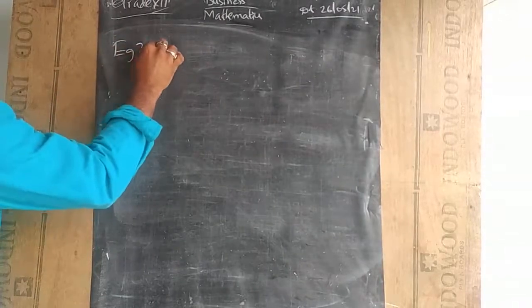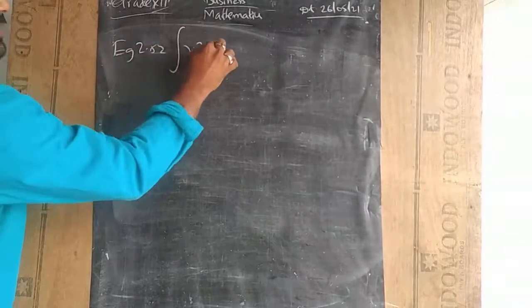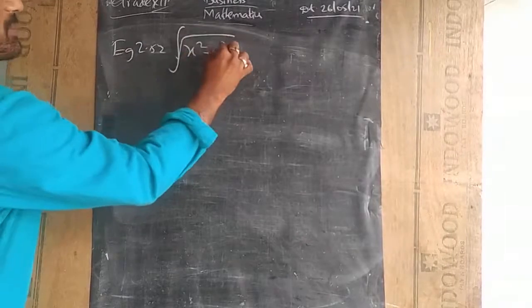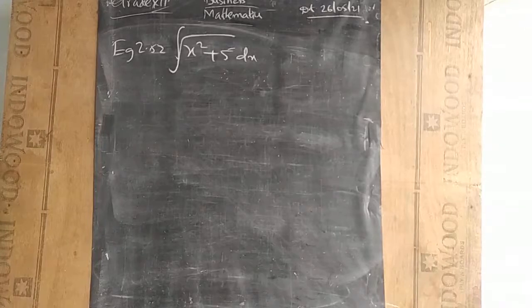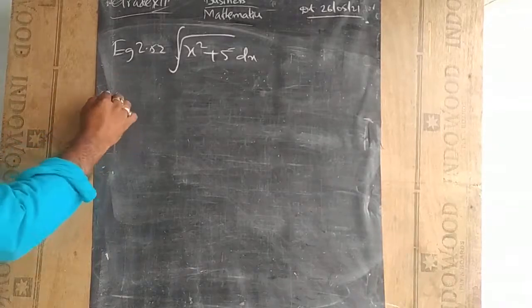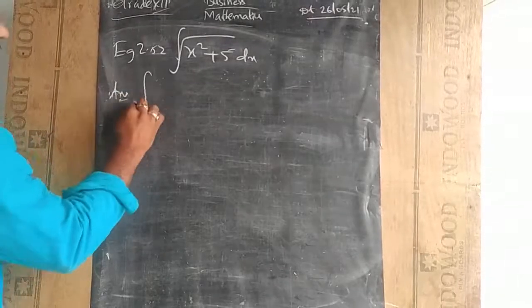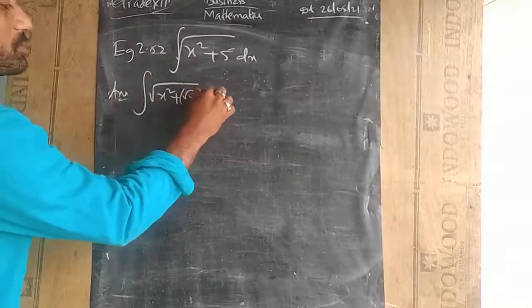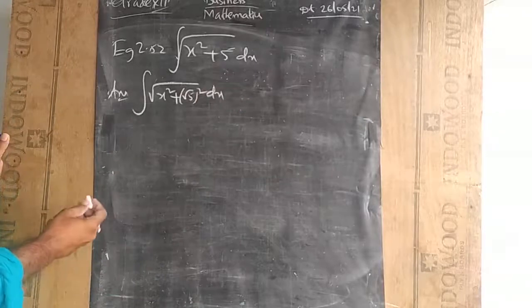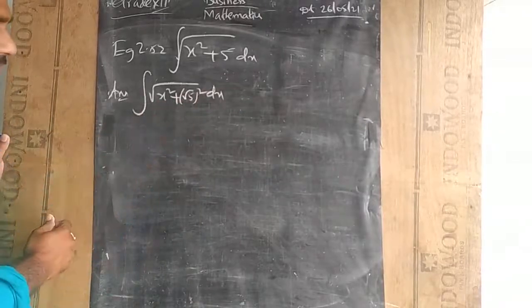Example 2.52. Integral x square root of x square plus 5 dx. Answer: integral root of x square plus 5 can be written as root of x square plus root 5 whole square dx. So a is x, b is root 5, let it be.